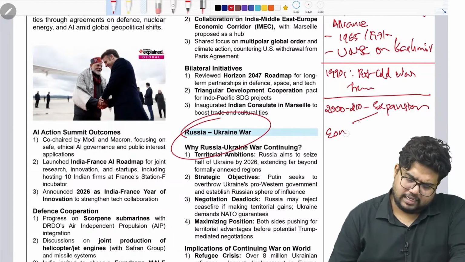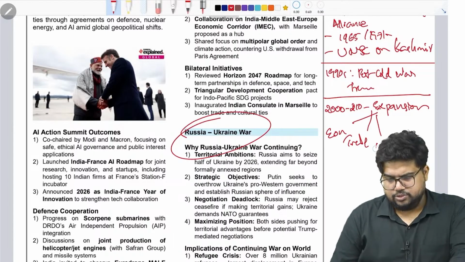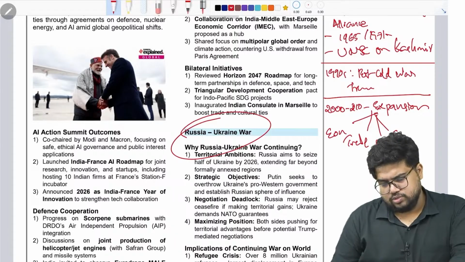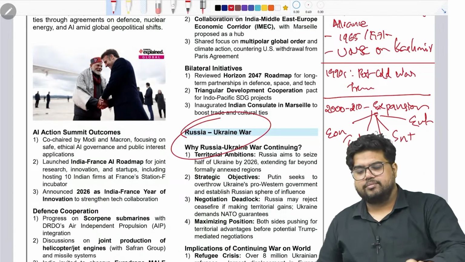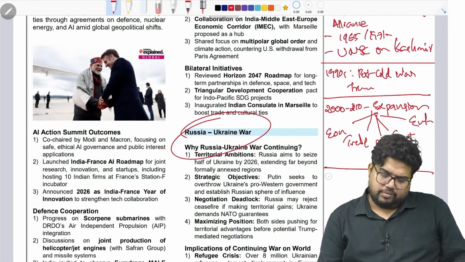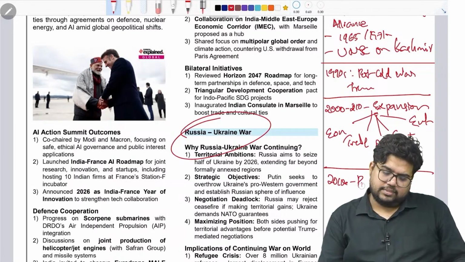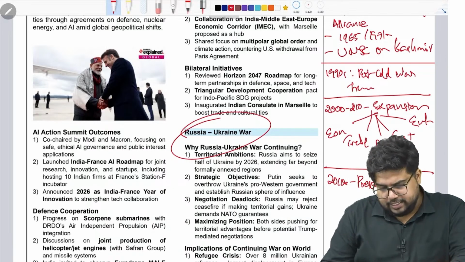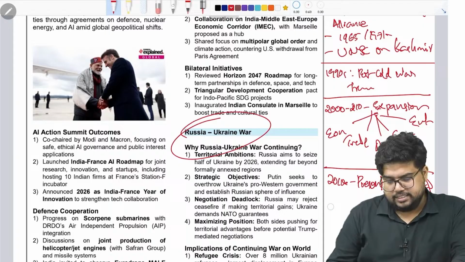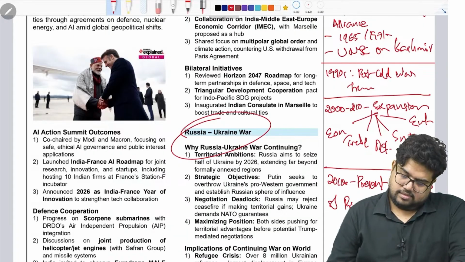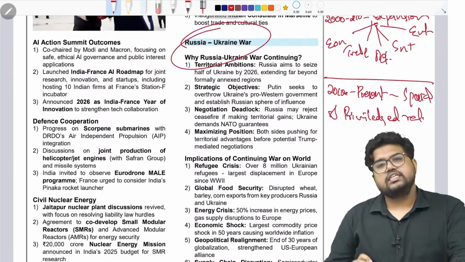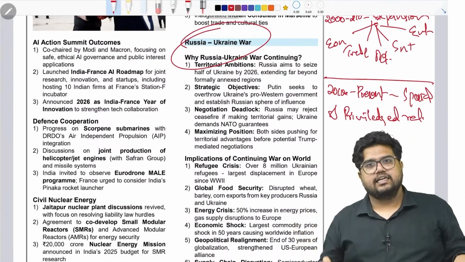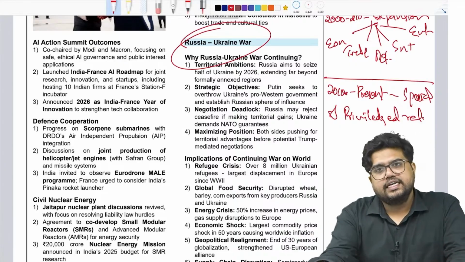We have collaboration in economic aspects, trade, defense, science and tech, and environment. From the 2010s to present times, we are seeing it as a special and privileged relationship. So this is the overall construct and evolution of India-Russia relations.